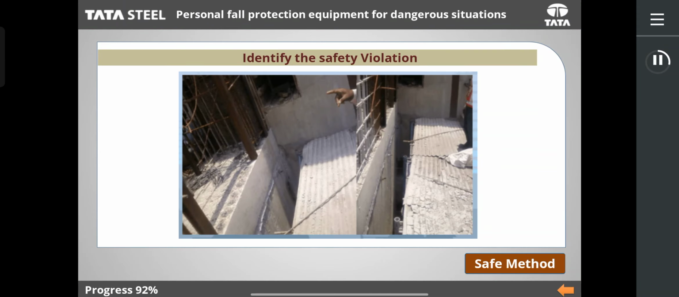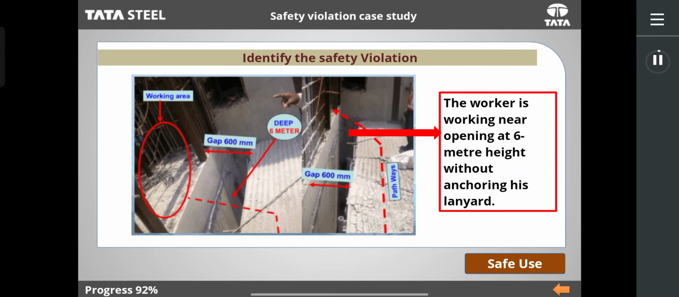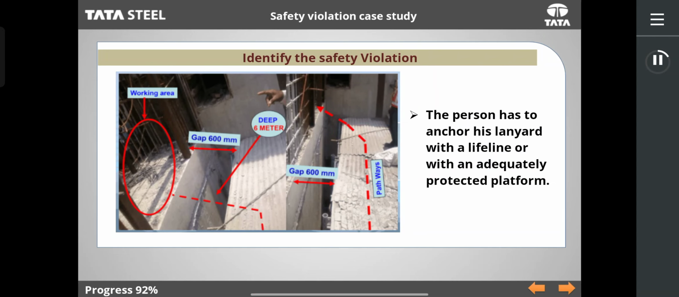Can you identify the area of safety violation? The worker is working near an opening at 6-meter height without anchoring his lanyard. This could result in a fall. The person has to anchor his lanyard with a lifeline or with an adequately protected platform.